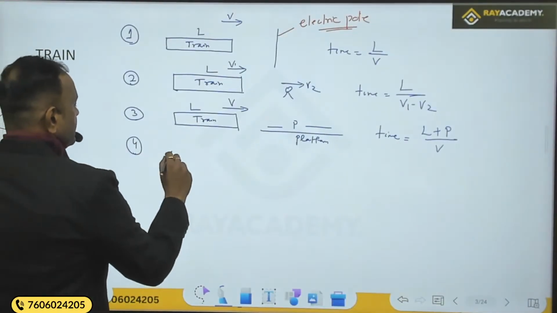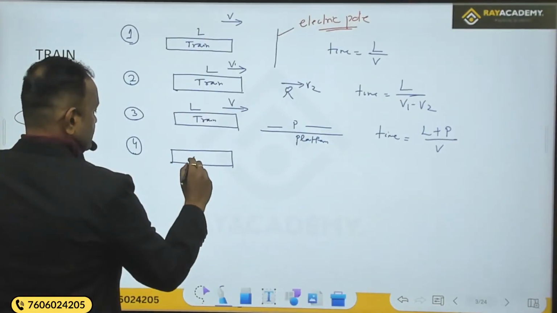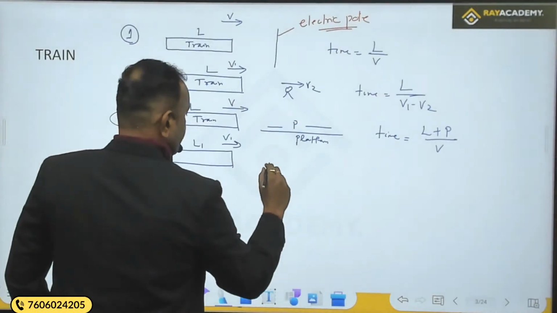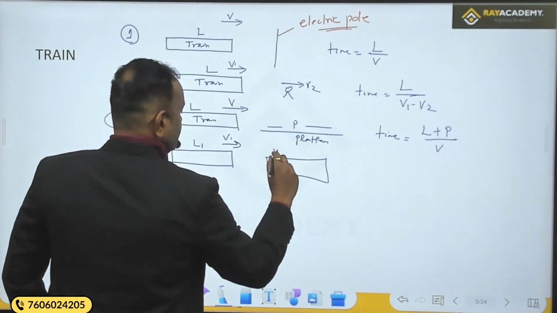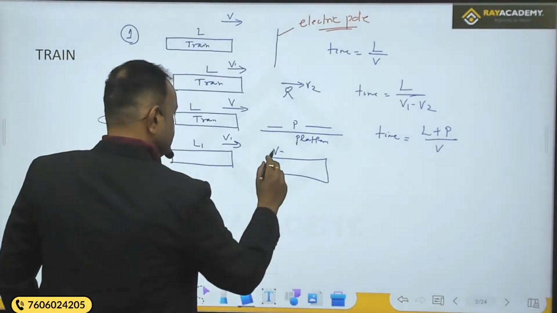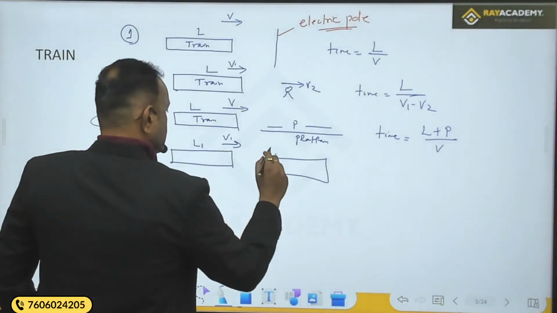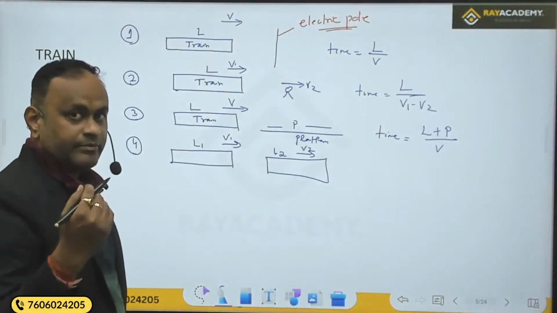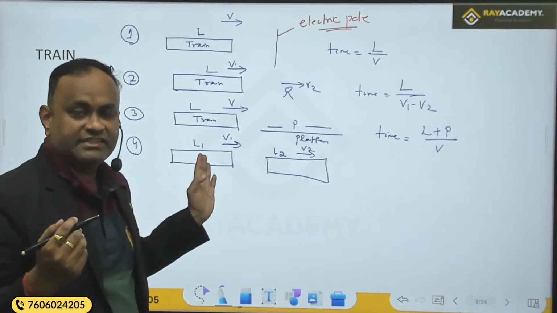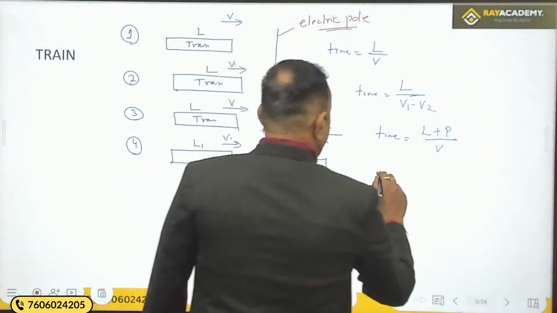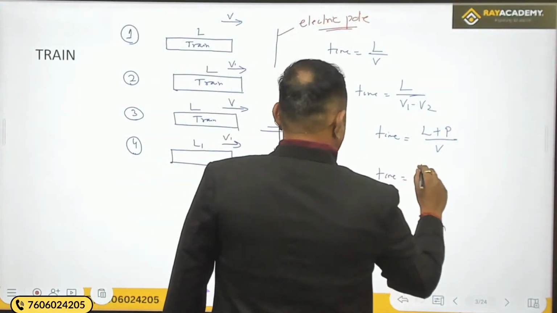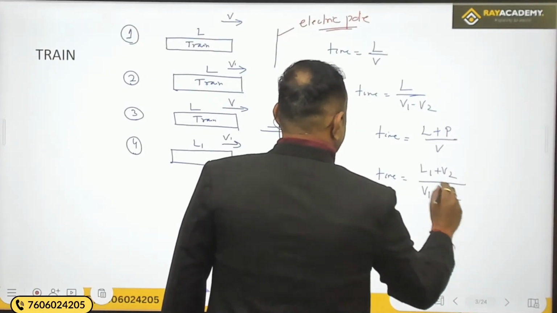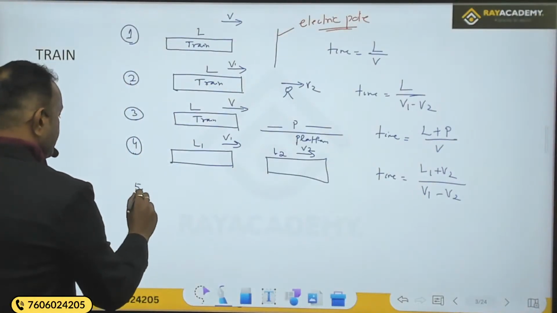Next, two trains are there. Let's say train 1 has length L1 and it is traveling with a speed of V1. Another train 2 has length L2, and it is traveling in the same direction with speed V2. Then the time required by the first train to overtake the second train will be L1 plus L2, and the speed, since it is the same direction, will be V1 minus V2.